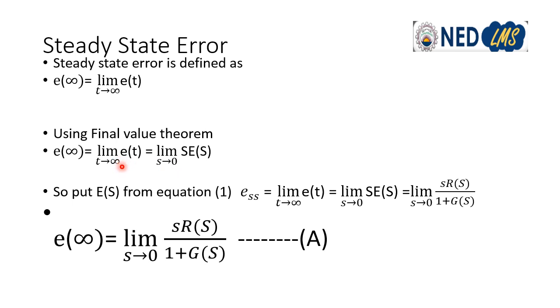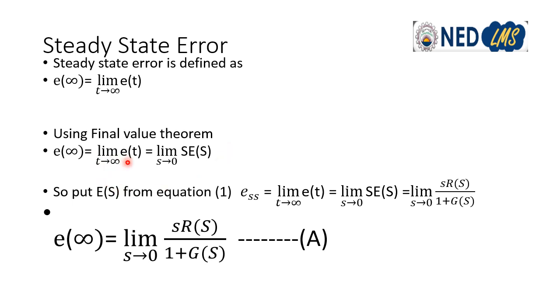That is, limit t tends to infinity E(t) equals limit S tends to 0 S times E(S). There are limitations when we apply the final value theorem: S times E(S) should not have any poles on the j omega axis or in the right half of the S plane, that is, the system must be stable. We calculate the steady state error only when the system is stable. If the system is unstable, there is no use of the steady state error, because we are not getting any steady state. So the stability condition must be met when applying the final value theorem.